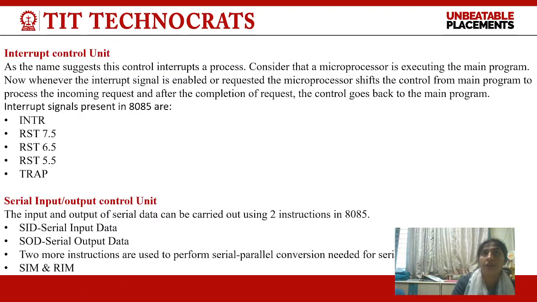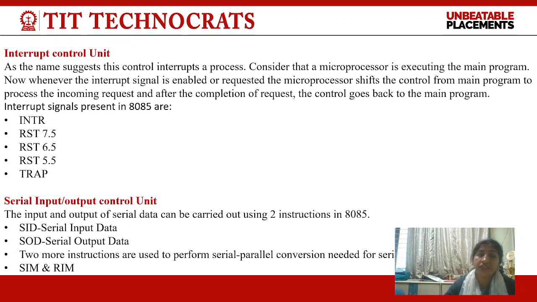Now, what is interrupt? When any external device wants to access the microprocessor, it needs to send a signal that is known as the interrupt signal. As the name suggests, this controls the interrupt process. Consider that a microprocessor is executing the main program. Whenever an interrupt signal is enabled or requested, the microprocessor shifts the control from the main program to process the incoming request. And after completion of the request, the control goes back to the main program.